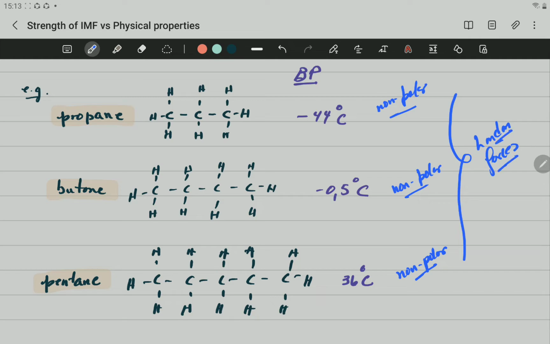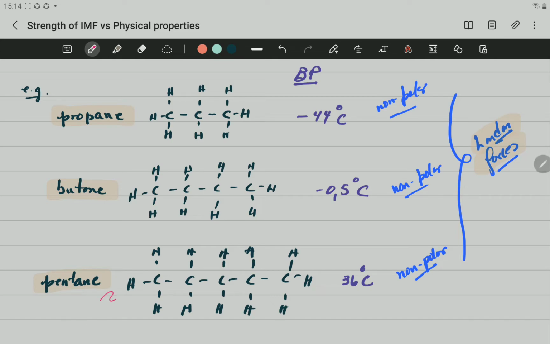So London forces are the forces that keep the molecules of propane together, and the forces that keep the molecules of butane together, and the forces that keep the molecules of pentane together. So we can say that as the molecule becomes larger and longer, the strength of the intermolecular forces is also stronger, or higher. There can be more sites for London forces, and therefore the intermolecular forces are stronger.